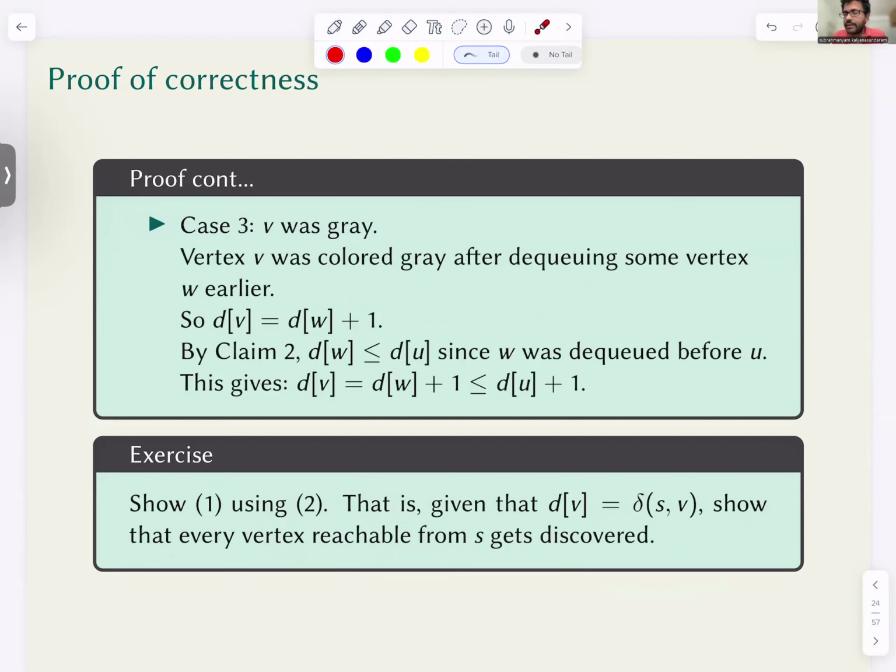And the third thing is that v was gray, meaning when u is dq'd, v was already in the queue, meaning v got into the queue through some w that was dq'd before u, right? Meaning v was here, u was here, and w was here, and we got into the queue through w, which was already dq'd before u. Because v got into the queue through w, dv is equal to dw plus 1, right?